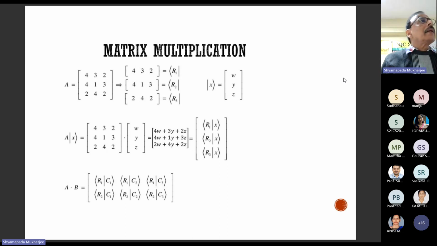But now in the next line you see, if A is a matrix and B is also a matrix, then how do we write this out? R1C1, R1C2, R1C3, R2C1, R2C2, and R3C3. Just like you have divided A into R1, R2, R3, similarly B should be divided into columns C1, C2, C3, like this. And then you have the matrix multiplication.